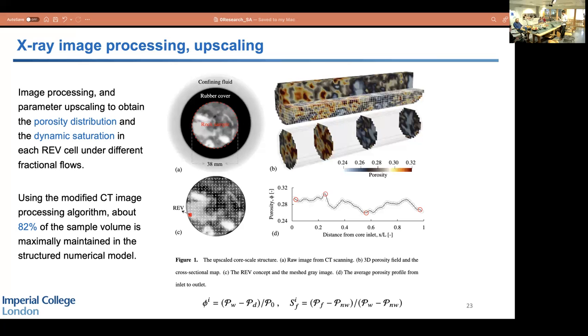For example, 10% nitrogen, 90% water, and inject them together to get the distribution and scan it to get the saturation. There are equations for how to calculate the porosity and how to calculate the saturation distribution during this process. Then we do the image processing, and we apply a lot of algorithms to align the image and do the RUV upscaling, and we can get the porosity distribution in the sample. It's from inlet to outlet. This is the average one.